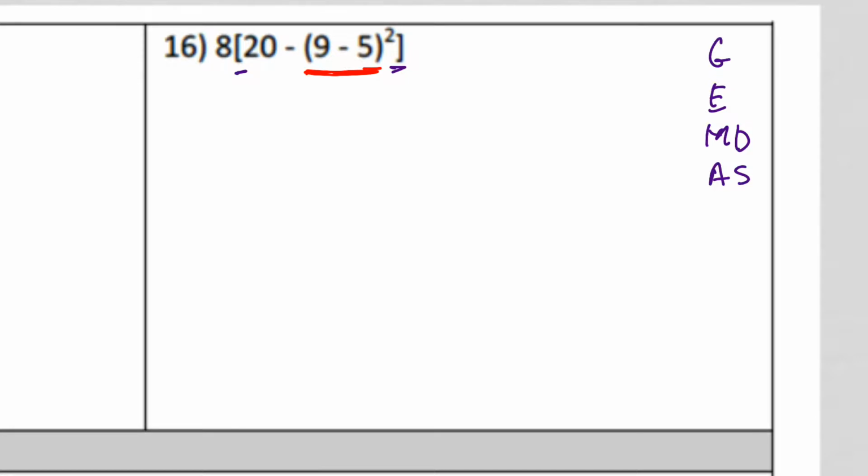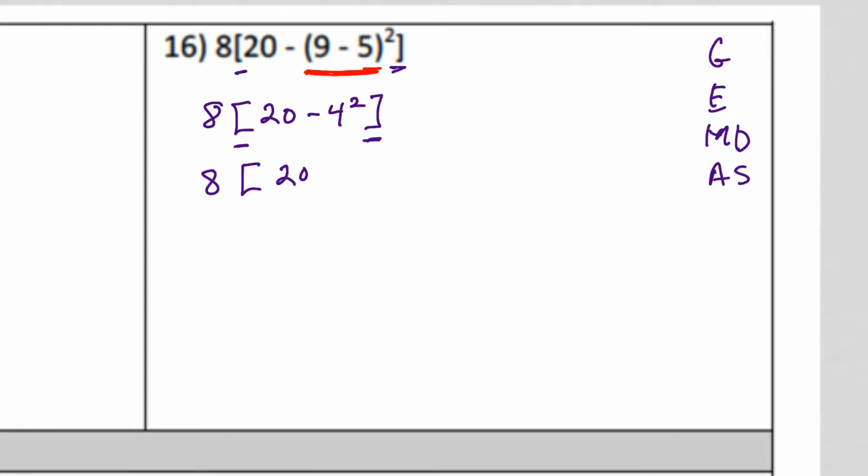So what I'm going to do is I'm going to rewrite this problem. 8, bring down that bracket. 20, bring down that minus sign. Do what's inside the parentheses. 9 minus 5 will give us 4. Bring down that exponent 2 and bring down the other bracket, excuse me. Okay, now you'll notice I still have grouping symbols here. I have to take care of what's inside those grouping symbols now. So I'm going to bring down the 8. I'm going to bring down that bracket again. Bring down the 20. Now remember, inside the grouping symbols, we want to do our order of operations over here.